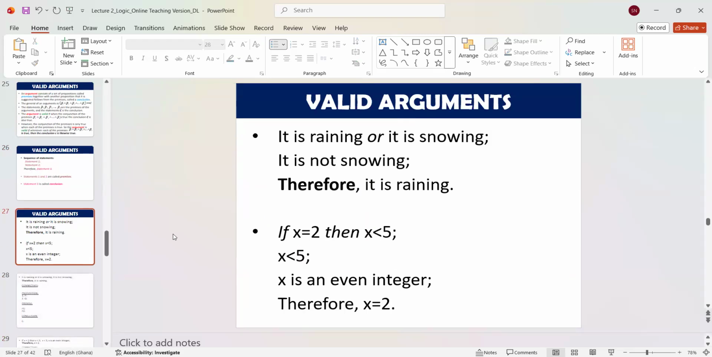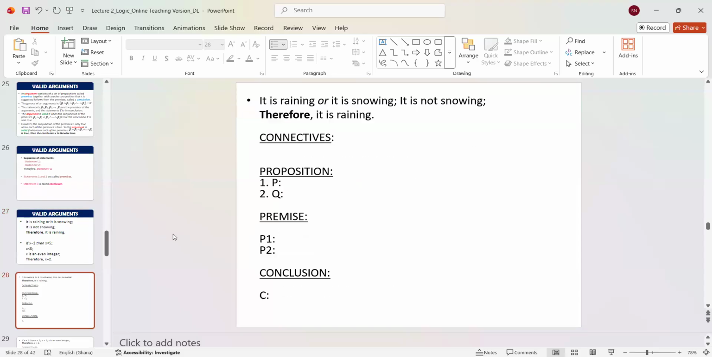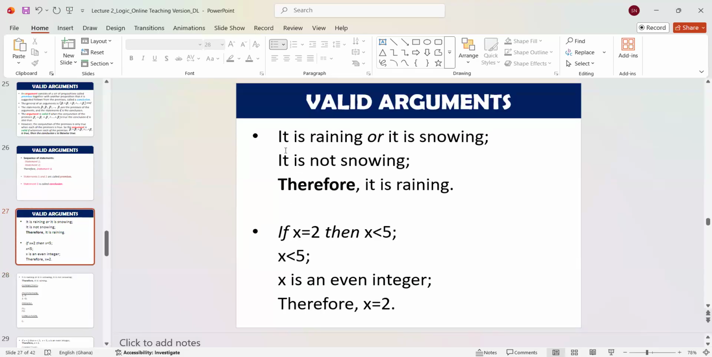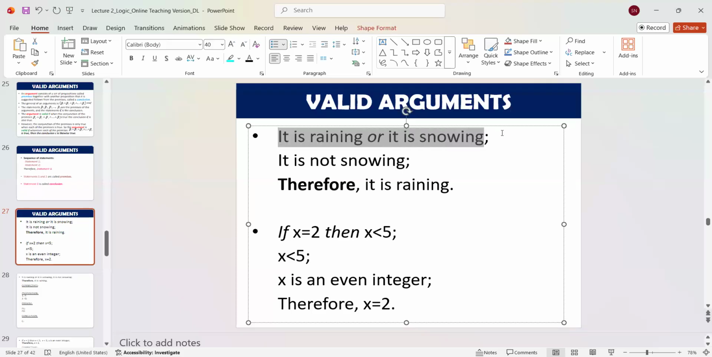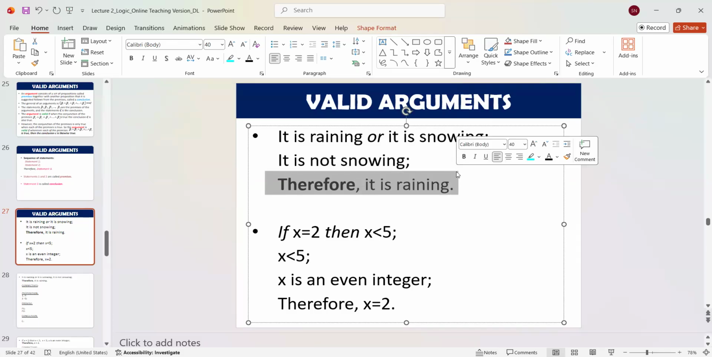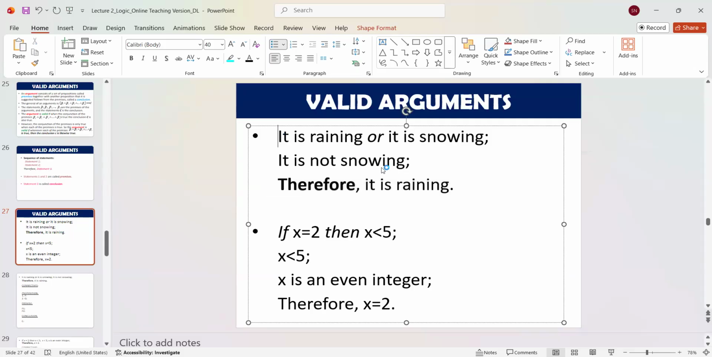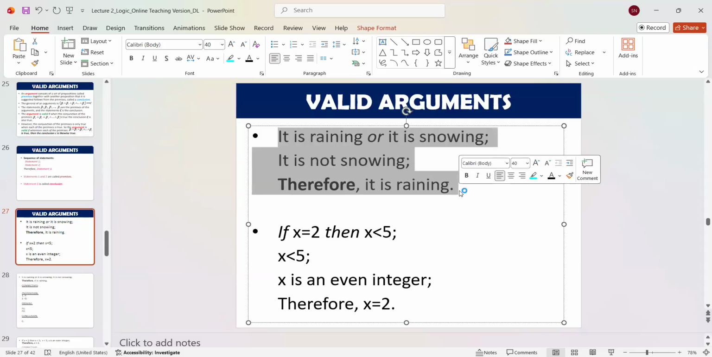So let's try this. Can we try this question? If it is raining or it is snowing; it is not snowing; therefore, it is raining. Now, this is a form of argument. The first thing I want you to identify is how many statements are in this argument. Can somebody volunteer to tell us how many statements are here? 3. There are 3. Thank you.